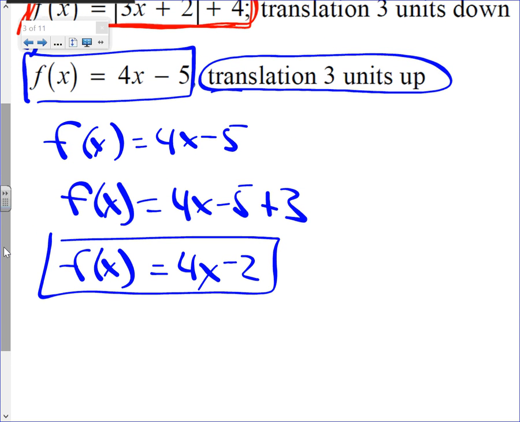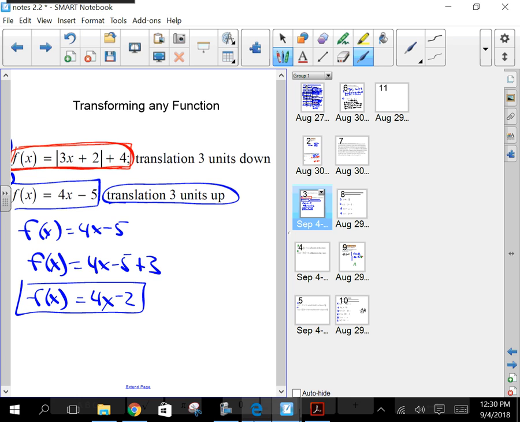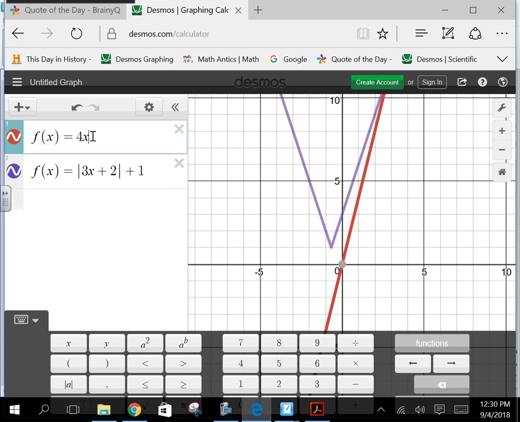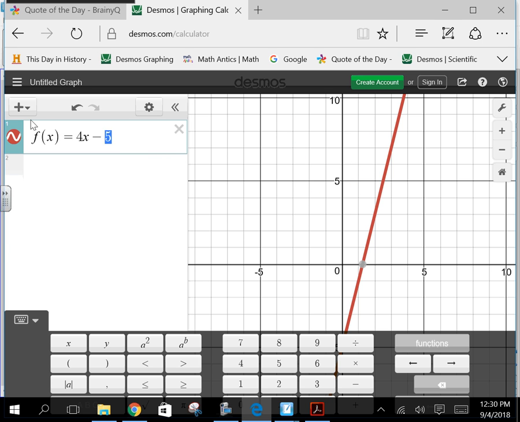Some of you who are doubting me, let me quickly graph those real quick, which is something I want you to do when you're doing your own work. Use Desmos.com to check your work if you're doubting yourself. Look at this, 4x minus 5. Watch this. There's the original function. Look, it's a red linear function. And now watch this. Let me copy and paste.